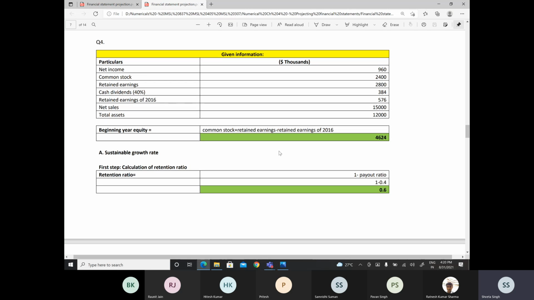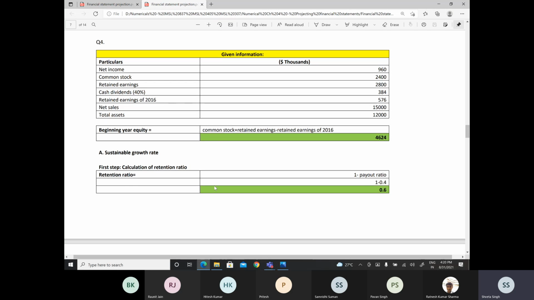Okay. So beginning year's equity, if we have to understand how much of equity we had in the beginning, it is basically the common stock that we had plus the retained earnings minus the retained earnings of 2016. Which basically gives us the common stock of 2,400 plus the retained earnings of 2,800 minus the retained earnings of 2016, which is 576. So when we subtract this, then we get 4624 as your original beginning year equity.